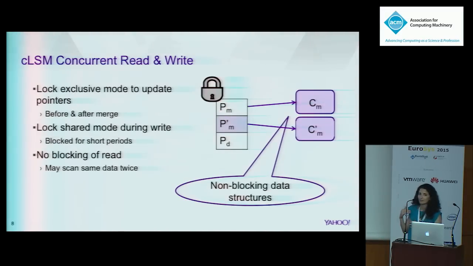And note, if you remember, the order in which get operations access the different components of the system is similar to the direction in which the data flows, and is the opposite of the direction in which you update the pointers. So worst case scenario, a get operation needs to scan the same data twice, which might be inefficient but is still correct. And we get to avoid the lock.